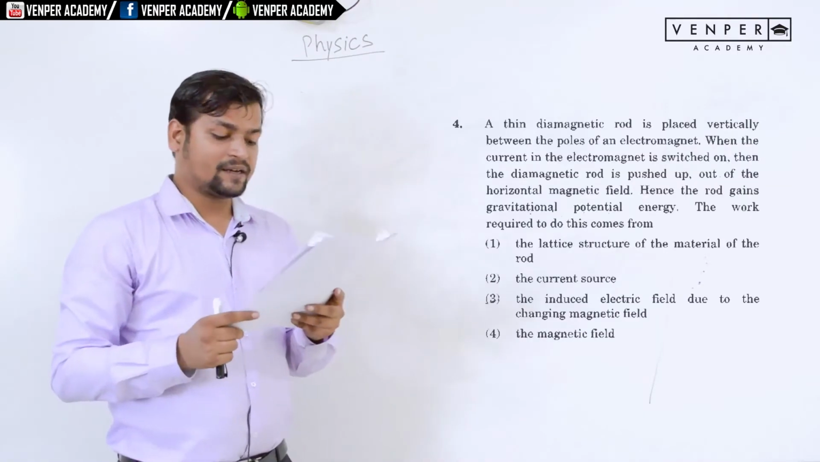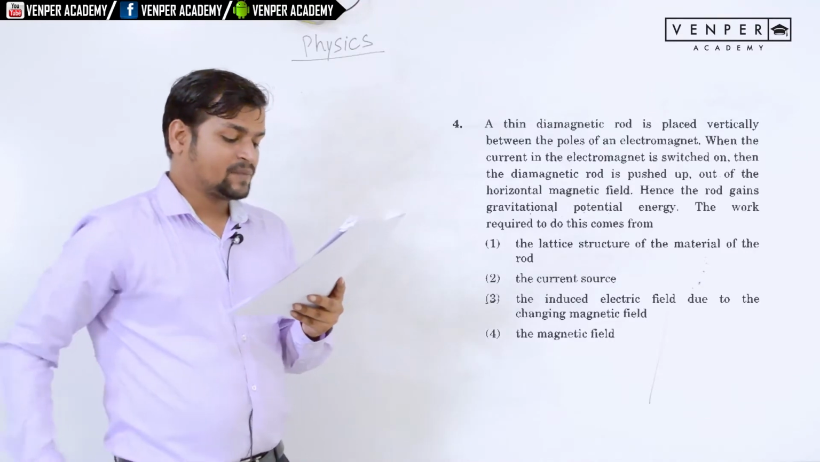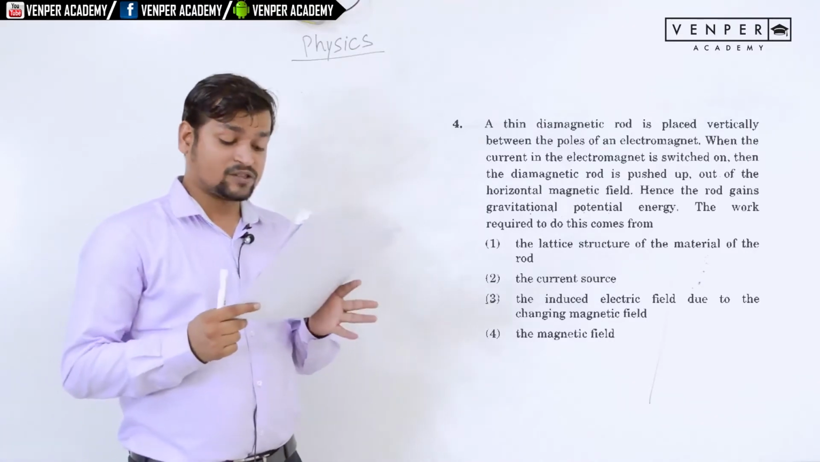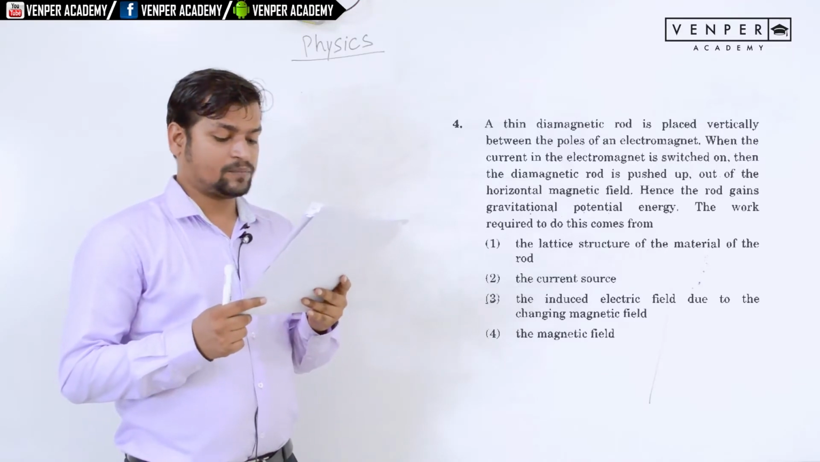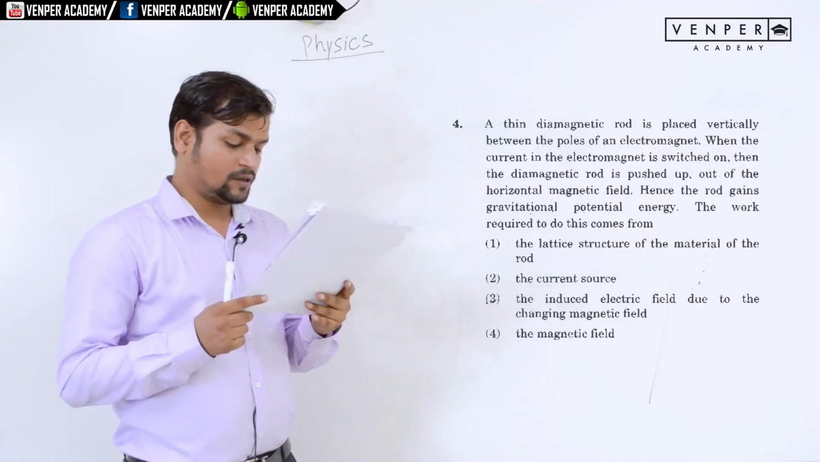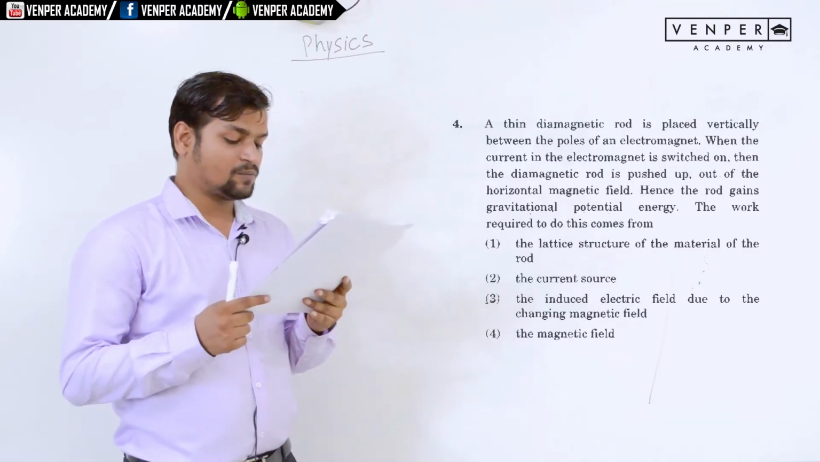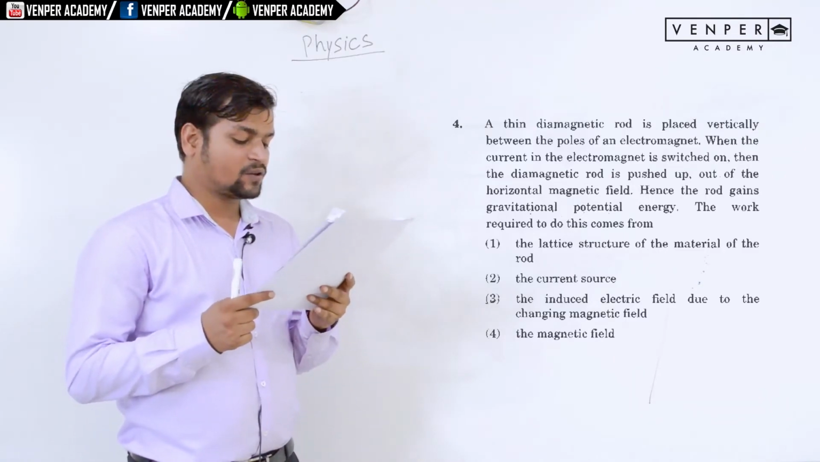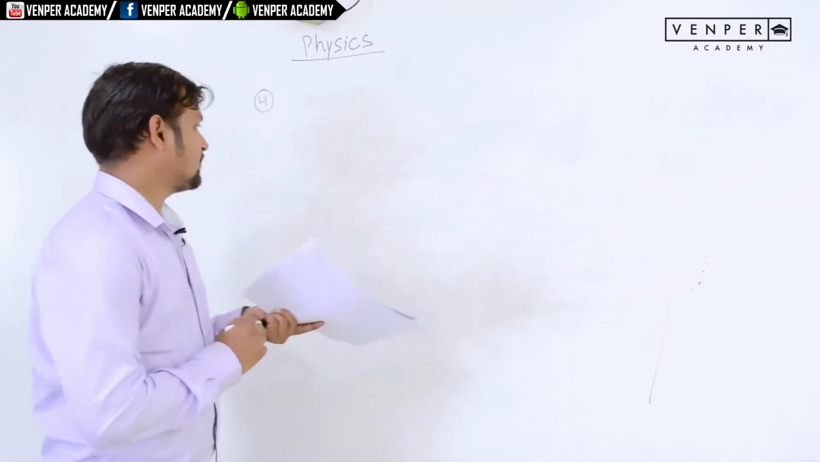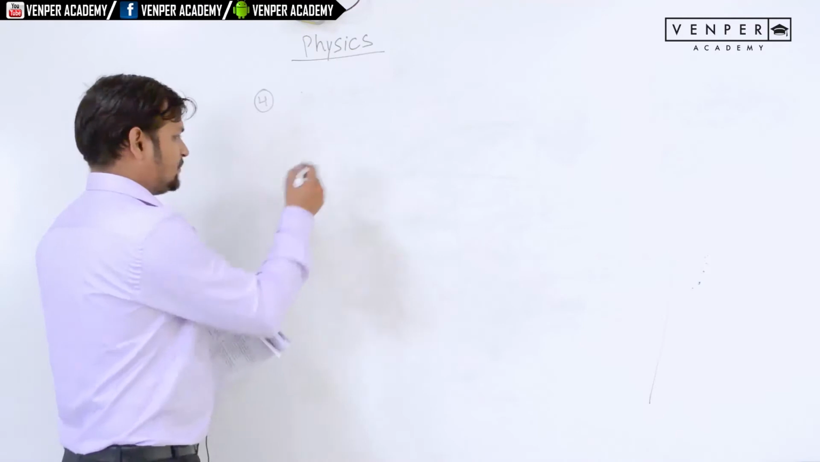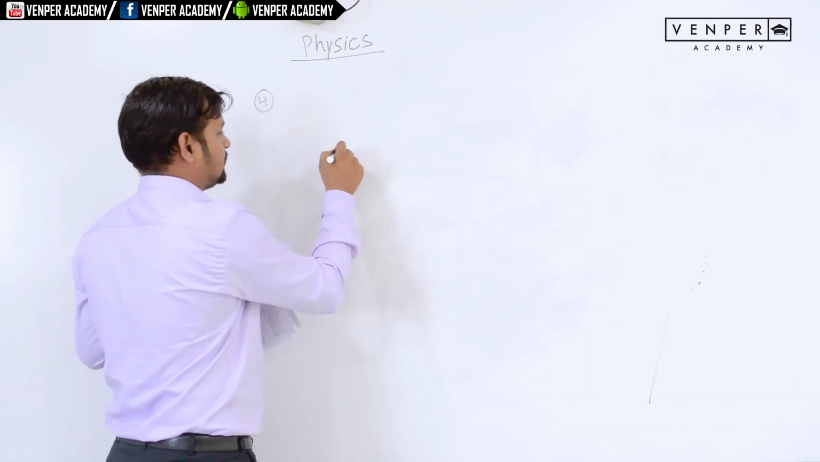A thin diamagnetic rod is placed vertically between the poles of an electromagnet. When the current in the electromagnet is switched on, the diamagnetic rod is pushed up out of the horizontal magnetic field. Hence the rod gains gravitational potential energy. The work required to do this comes from? There is one diamagnetic rod which is kept in between an electromagnet.